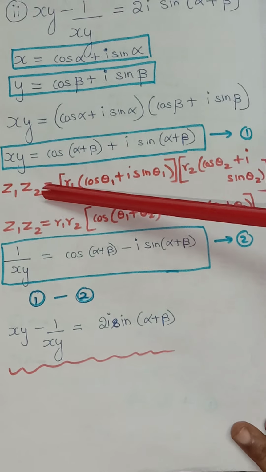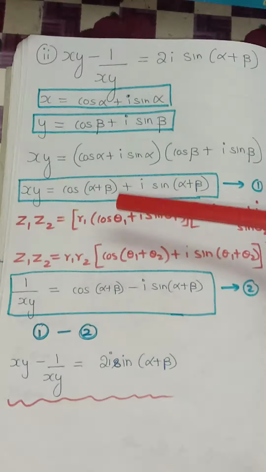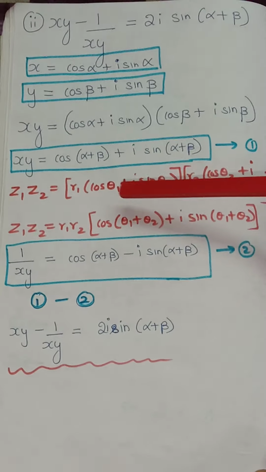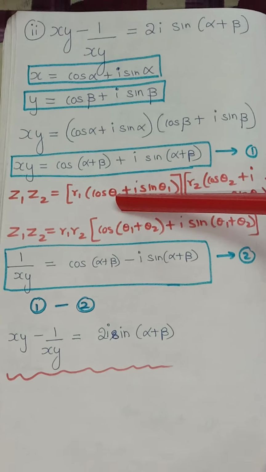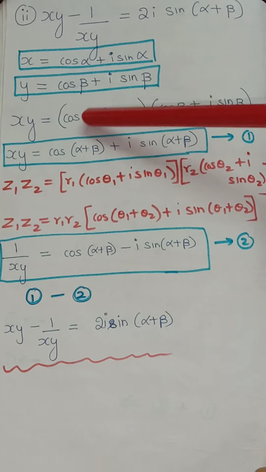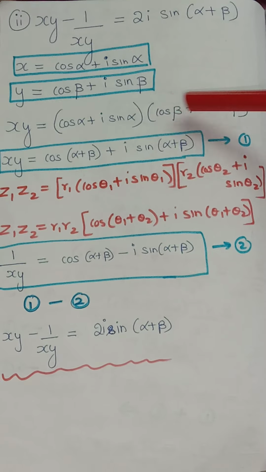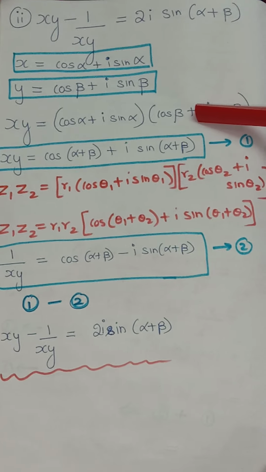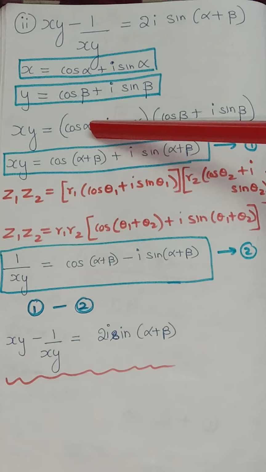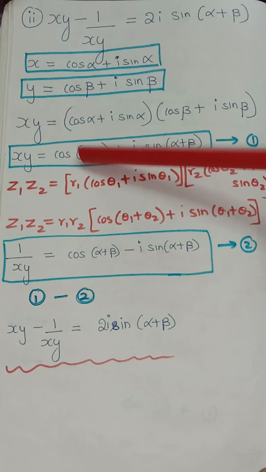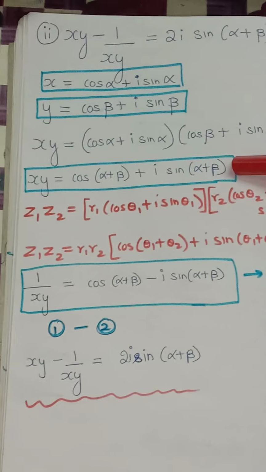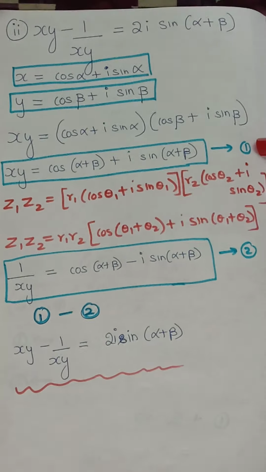Whenever we have to multiply two complex numbers which are in polar form, we just have to add the arguments. That is, this theta 1 and theta 2 you have to add and write. In the same manner here I have to multiply these two complex numbers which are in polar form, which means I should add the angles. I should add the arguments. So cos(alpha plus beta) plus i sin(alpha plus beta). Let me name this as equation number 1.